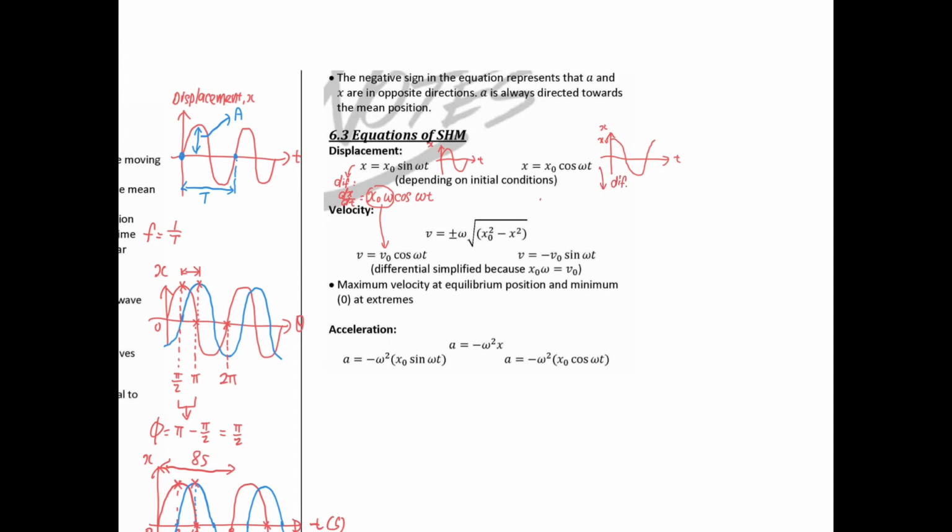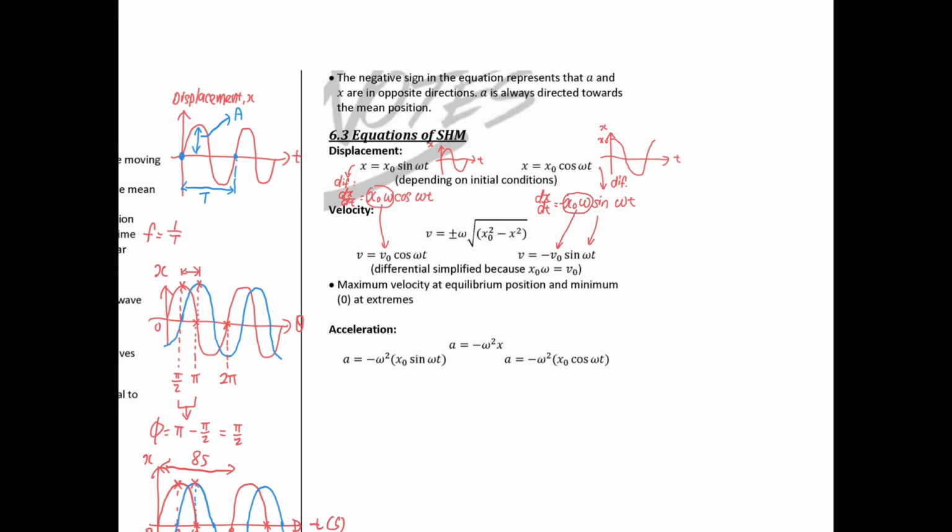So you will get dx/dt equal to x naught omega, and differentiation of course gives a negative sign, omega t. Then simplify it and you will get that, where again we change x naught omega to v naught. That's why we have this v naught here, because x naught omega is v naught.